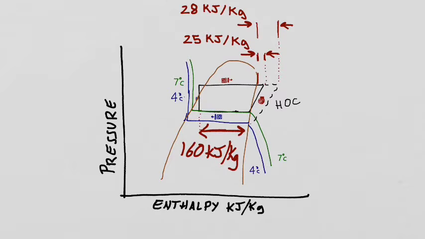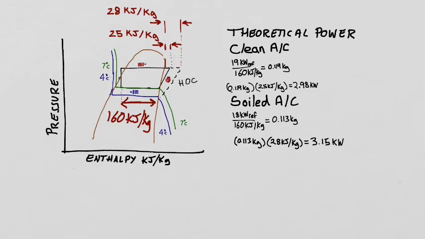For our clean air conditioning system, the heat of compression between this point and this point represents 25 kilojoules per kilogram. For the soiled air conditioner, the heat of compression between this point and this point will represent 28 kilojoules per kilogram. Next, we use the numbers cited off our pressure enthalpy diagram to calculate the theoretical power used by our compressor to lift from a low pressure temperature state to a high pressure temperature state.